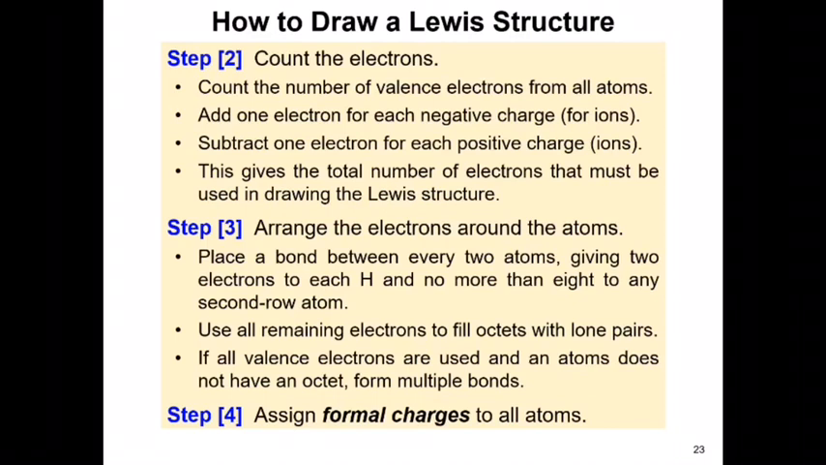Then, arrange the electrons around the atoms, placing a single bond, which consists of a pair of electrons, between every 2 atoms, and make sure that every single atom is following the octet rule, except for row 1 elements, including beryllium and boron. Form multiple bonds like double or triple bonds, and finally, assign formal charges to all atoms to determine the most stable structure. We'll look at formal charges in the next few slides.